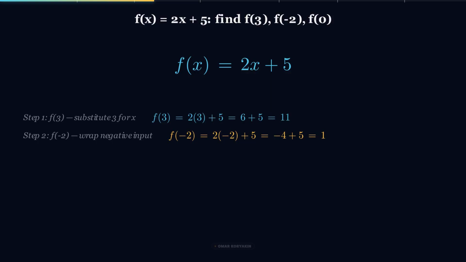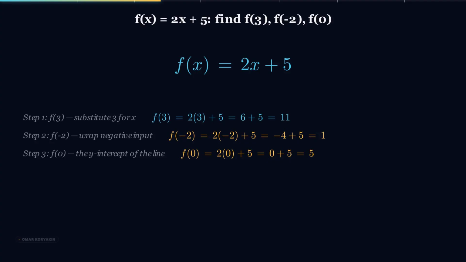f of negative 2 equals 2 times the quantity negative 2 plus 5. Compute 2 times negative 2 equals negative 4, plus 5 equals 1. So f of negative 2 equals 1.